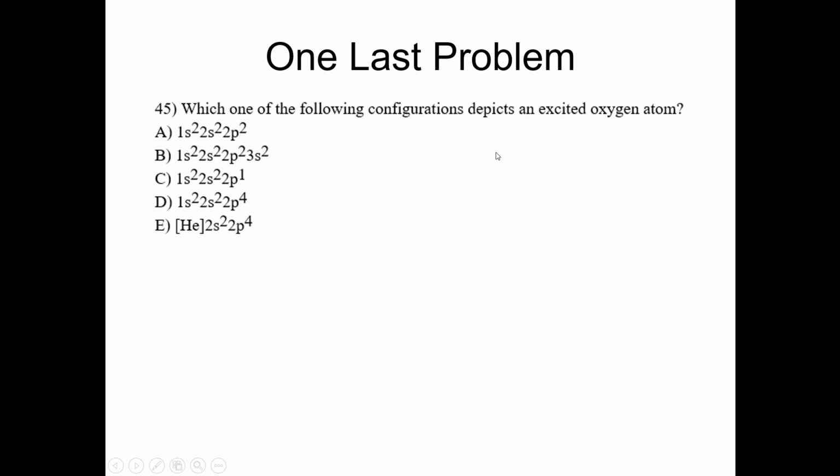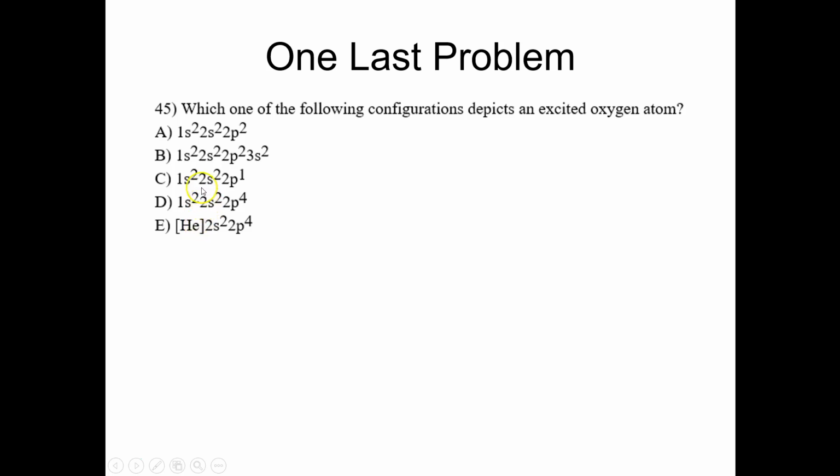Well, here's how I would solve this. I would ask myself, first of all, what is the ground state for oxygen? And in my mind, I can just write this out. It's 1s2, 2s2, 2p4. That's D. So D is not an excited oxygen atom. D is an oxygen atom in the ground state, so D is out. E is the same as D. It's simply the 1s2 being replaced by a helium core. And so E is out because D and E are the same thing. They're both the ground state.